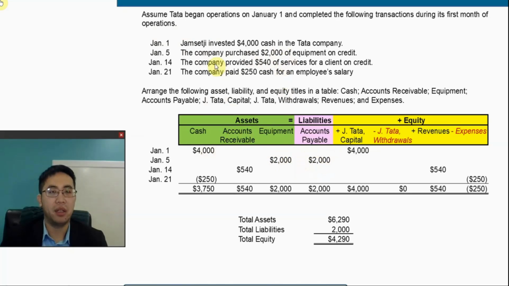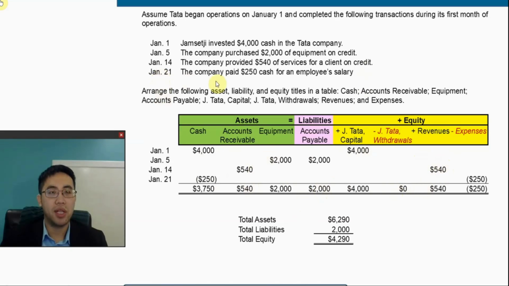The third activity is the company provided $540 of service to a client, but it's not in cash, it's on credit. So when the revenue is generated, it should be recorded in the balance sheet. The company did not get paid $540 in cash. Instead, the company will collect the bill in the future, and that $540 is recorded as accounts receivable today. The company will receive that money someday, but not today. Still, account receivable is an asset. So when assets increase, combined with the revenue on the equity side, they both increase by the same amount on the balance sheet.